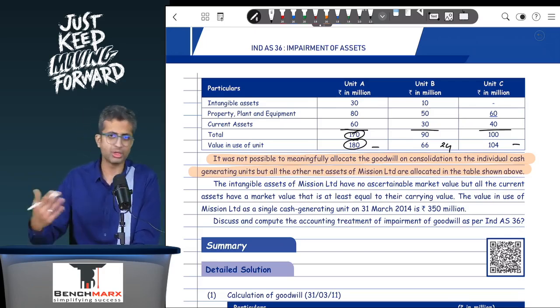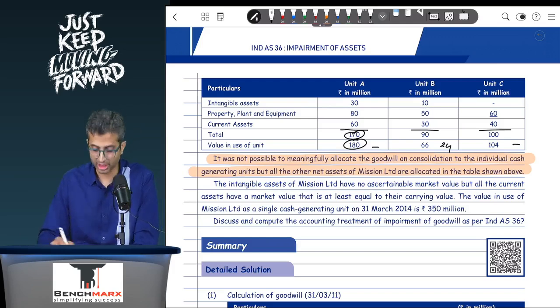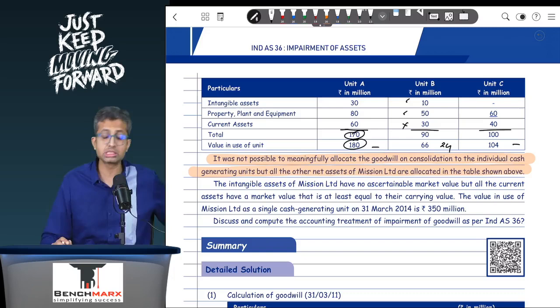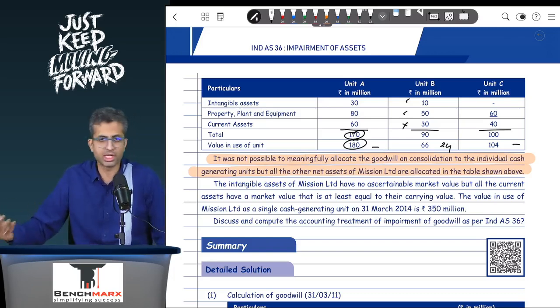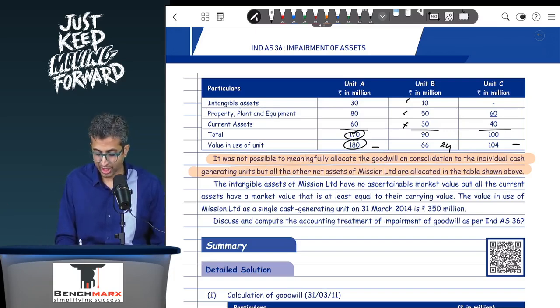Ideally first to goodwill, but there is no allocable goodwill, and then to other assets, that is intangible assets. Is that eligible? Yes. PP, is that eligible? Yes. Current assets, is that eligible? No. Ind AS 36 does not allocate any impairment loss to the current assets like inventories. Intangible assets of Mission have no ascertainable market value, but all the current assets have a market value which is at least equal to their carrying value.